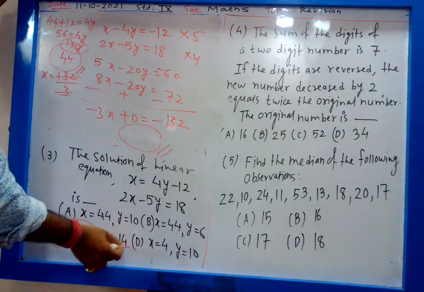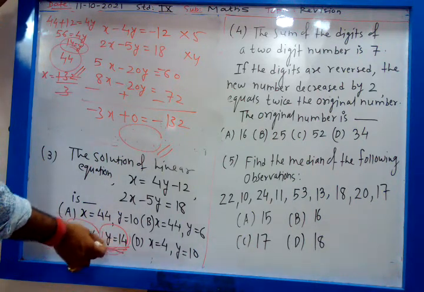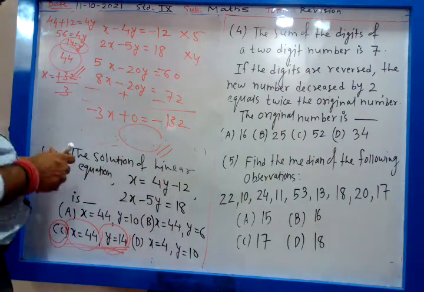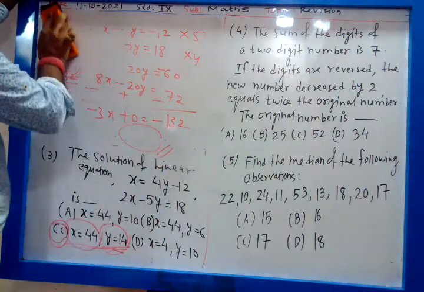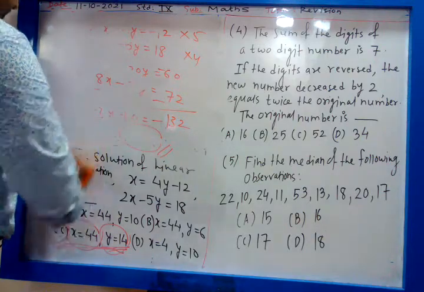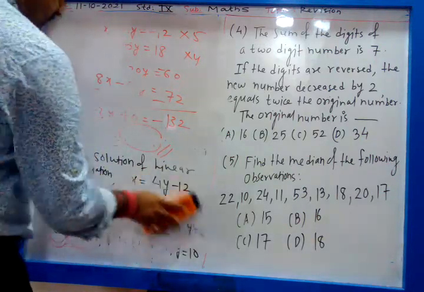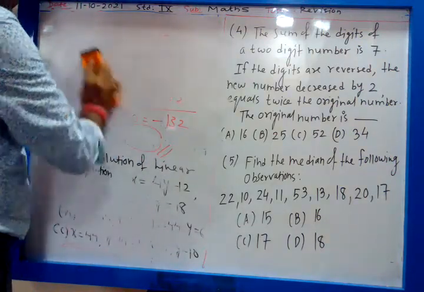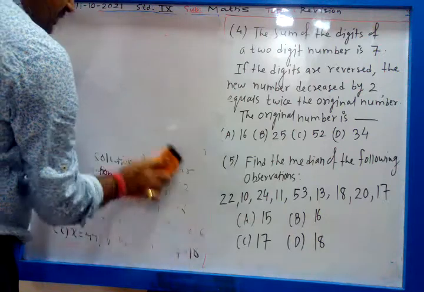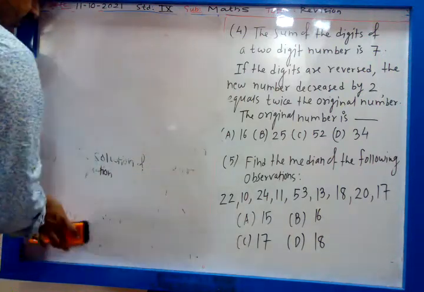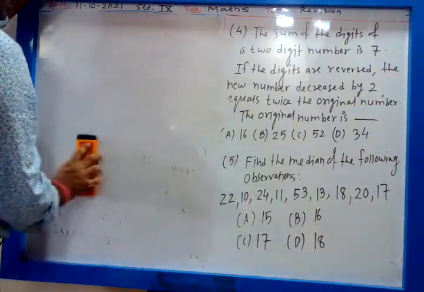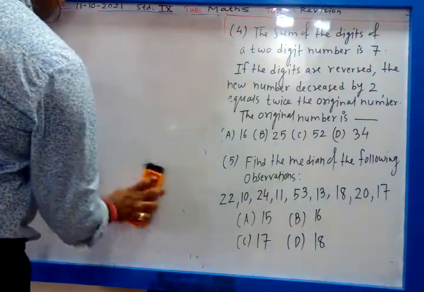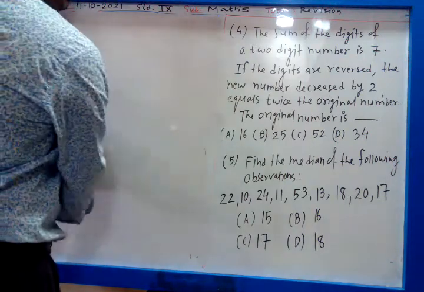So y is 14, x is 44, which means option C is correct. It is minus 12. Okay. Option number C, x is plus 44 and y is 14, is the correct option. Option number C. Chalo, send me the answer of the fourth one.